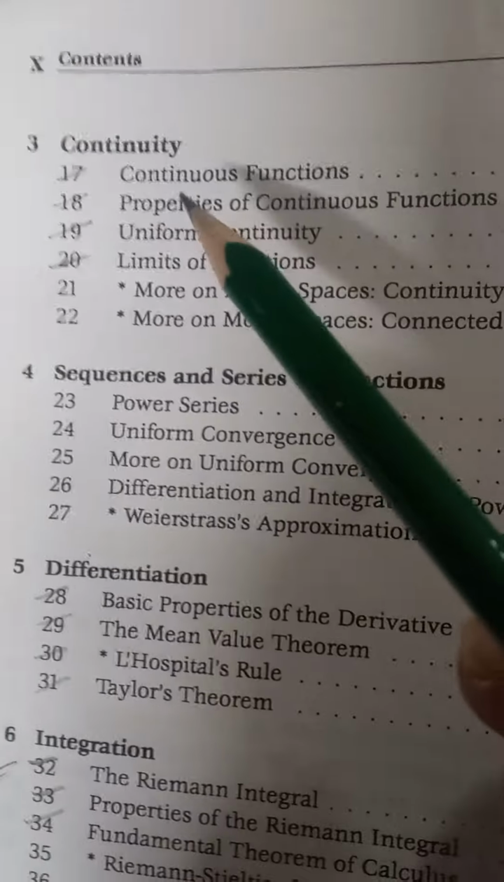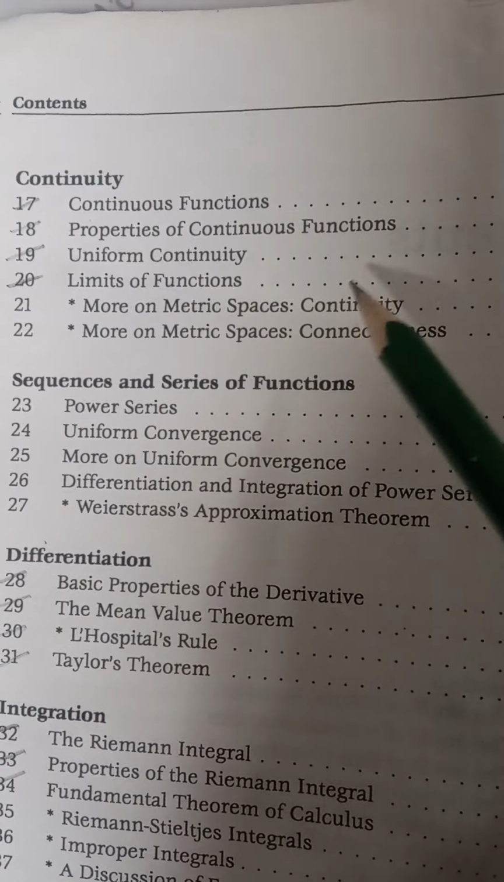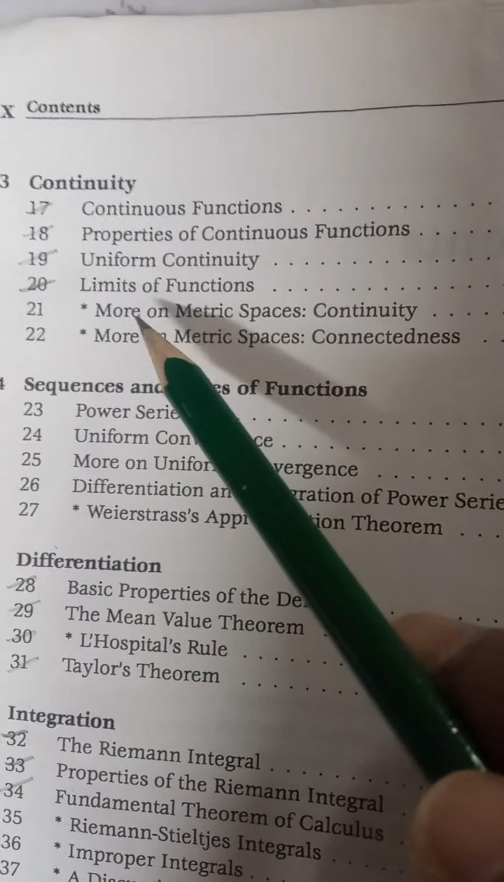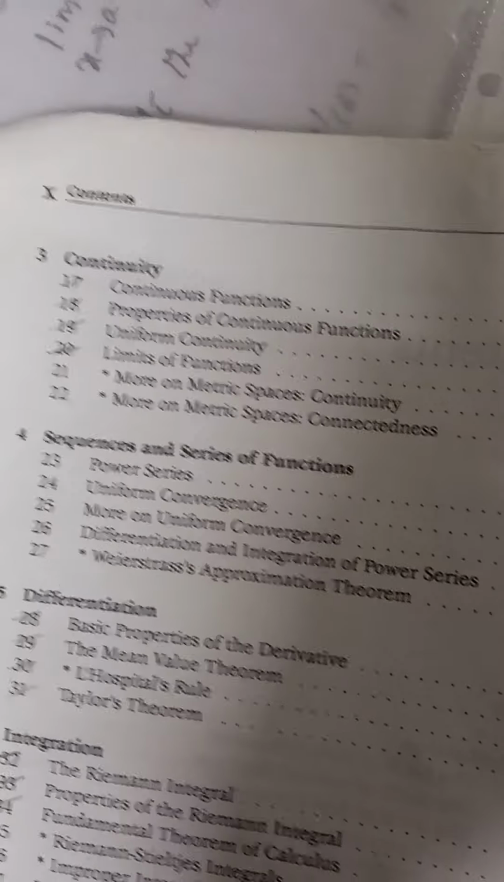Good afternoon, students. Now we are going to start the second unit. This is continuity. This is your syllabus: continuous functions, properties of continuous functions, uniform continuity, limits of functions. There are only 4 topics, right? Each topic depends on the definition only. This is very important.